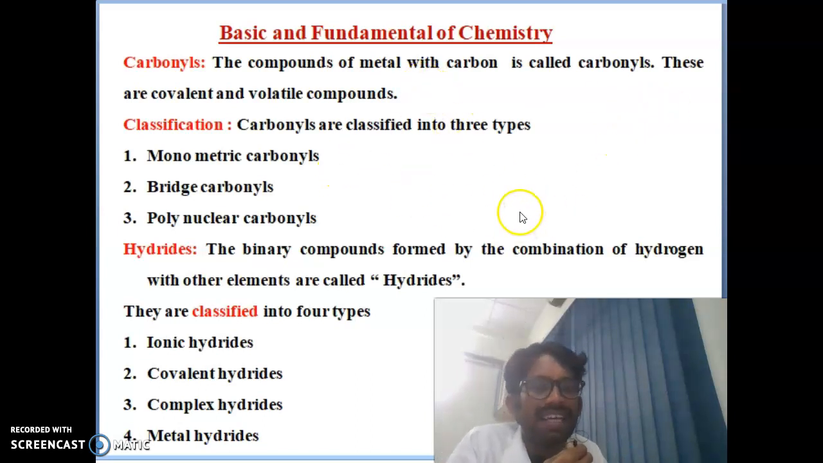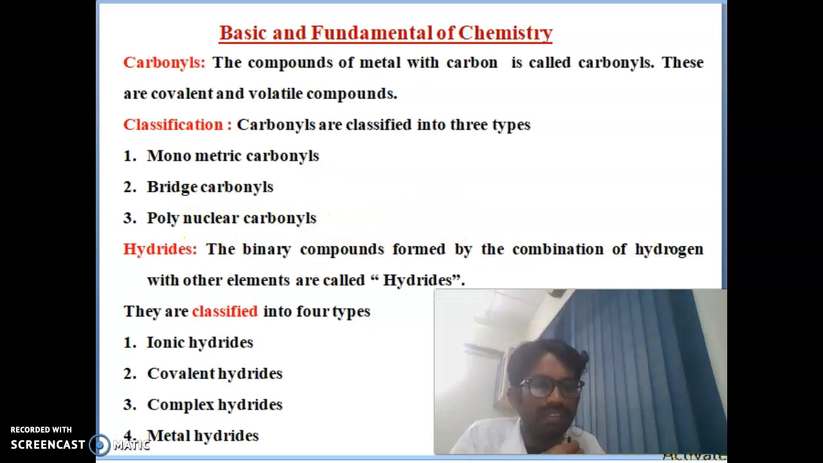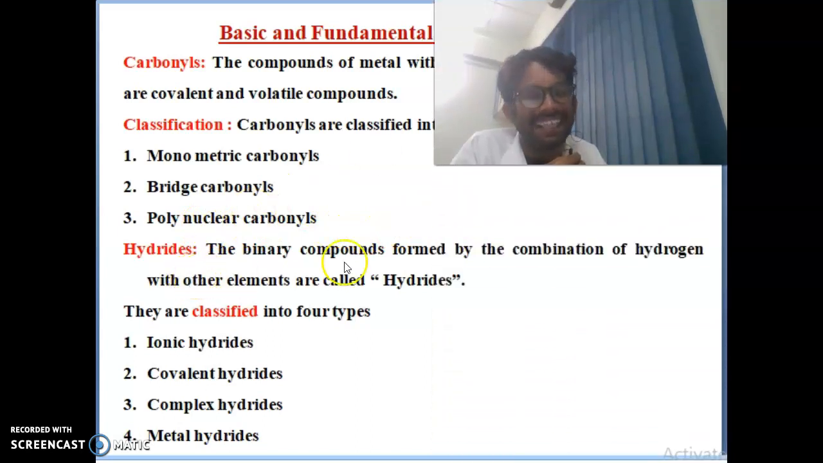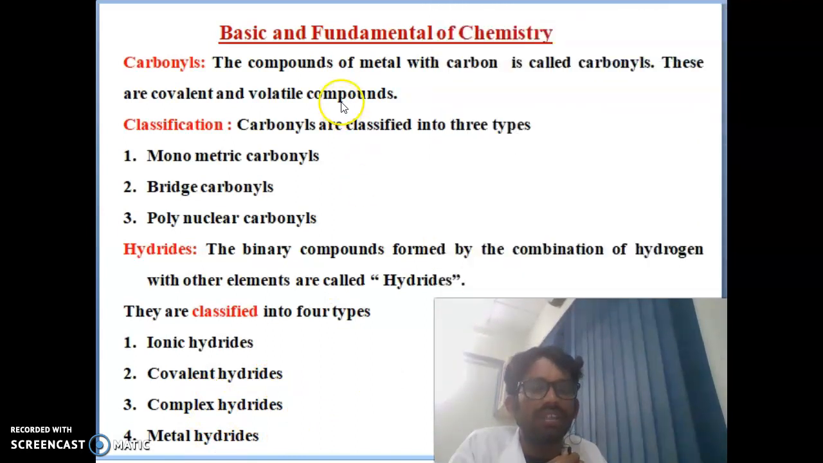The carbonyls are classified into three types: monomeric carbonyls, bridge carbonyls, and polynuclear carbonyls. And the second one is hydrides. Simply, the binary compounds formed by the combination of hydrogen with other elements are called hydrides. The hydrides are classified into four types: ionic hydrides, covalent hydrides, complex hydrides, and metal hydrides. These are the definitions and classification of carbonyls and hydrides.